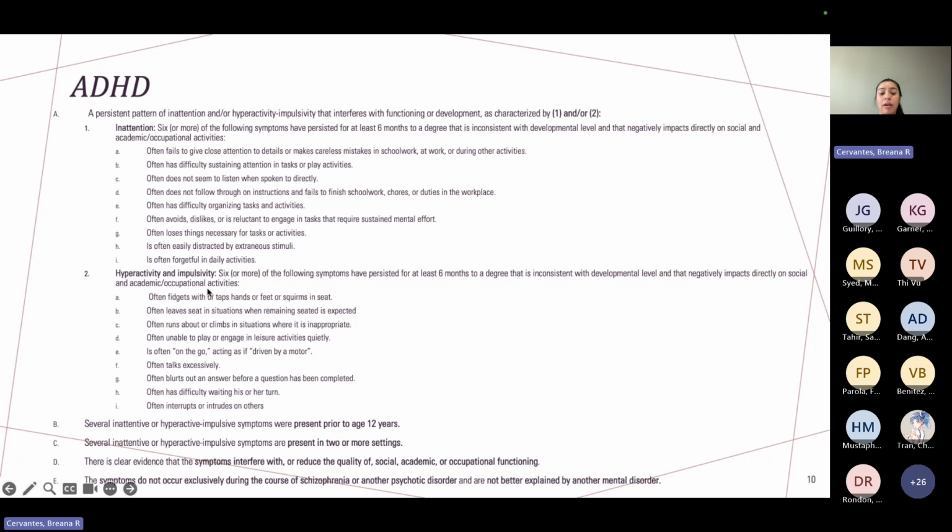In any order, we can get A through I. It can be failing to give close attention, so oftentimes you'll see they make a lot of mistakes, like messing up their name or a lot of mistakes in their homework. B, often having difficulty sustaining attention in tasks. That's what we talked about earlier: why is it that they can spend all this time doing something else, but then are inattentive in this particular task? Often seeming like they're not paying attention when spoken to directly.